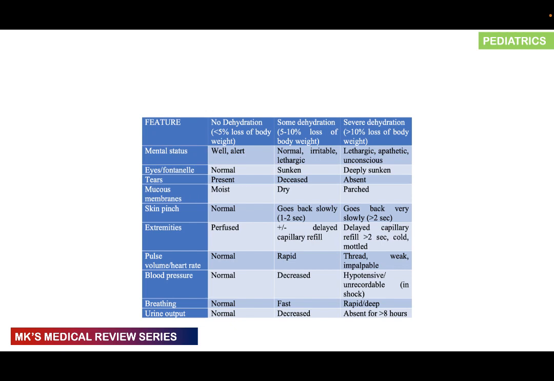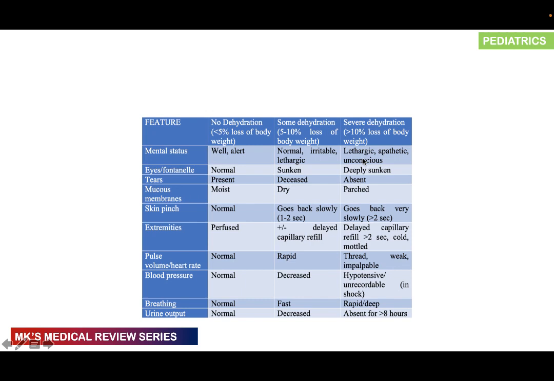So here's a diagram to help you remember the different statuses of hydration. We have children with no dehydration, they have lost less than 5% of their body weight. Those with some dehydration have lost 5 to 10% of their body weight. Those with severe dehydration have lost more than 10% of their body weight. In general mental status, they are alert and well with no dehydration, irritable or even lethargic in some dehydration, lethargic and apathetic or unconscious in severe dehydration.